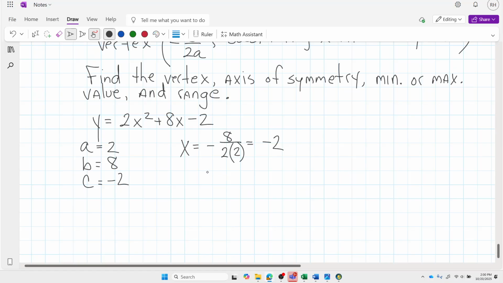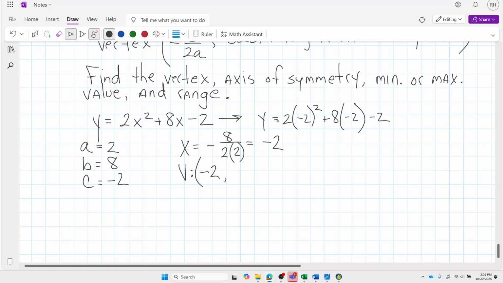So if we're trying to list the vertex, we'll say vertex first. Our vertex has an x value of negative 2. To find the y value at the vertex, you go back to the original equation and you substitute x at the vertex. So our y at the vertex is equal to 2 times negative 2 squared plus 8 times negative 2 minus 2.